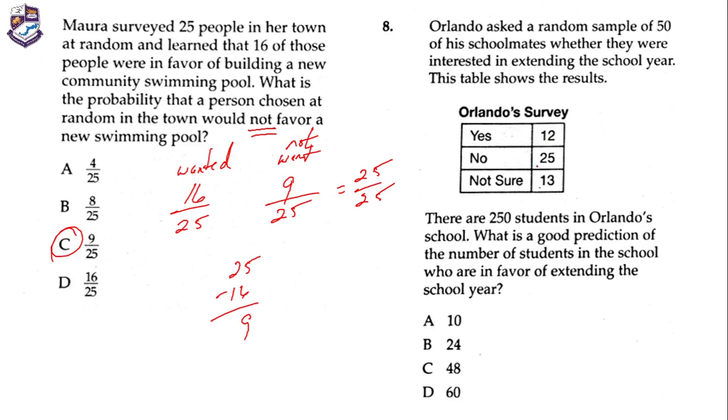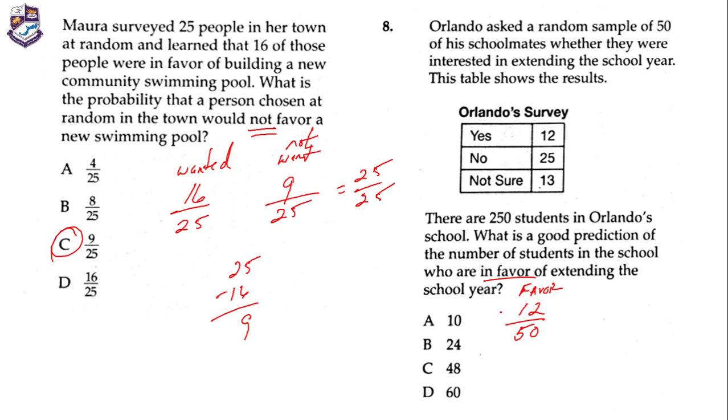12 people said yes, 25 people said no, and 13 people were unsure. So we want to know, if there's 250 people in the school, what's a good prediction of the kids that are in favor? So right now, how many kids are in favor of extending it? It would be 12 out of how many total people were surveyed here? 12 out of 50 people surveyed said they were in favor of extending the school year.